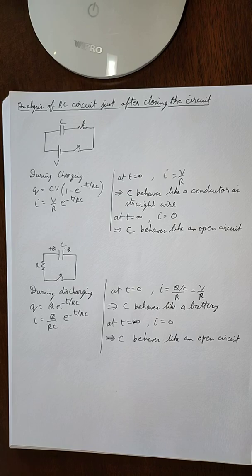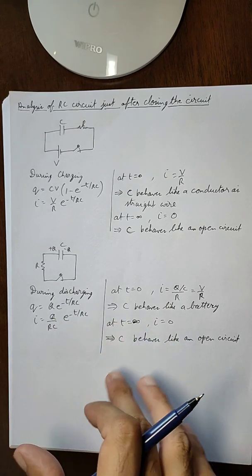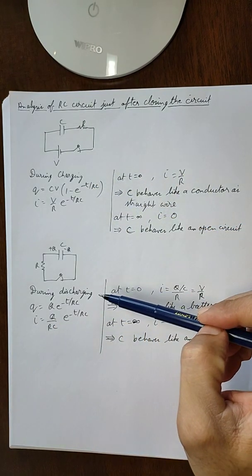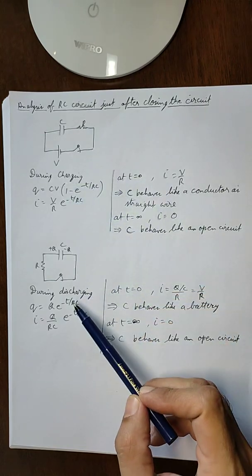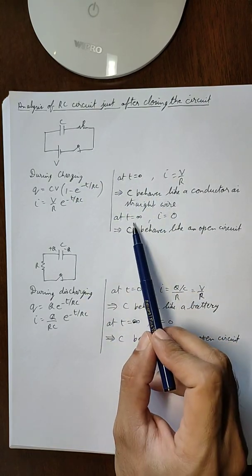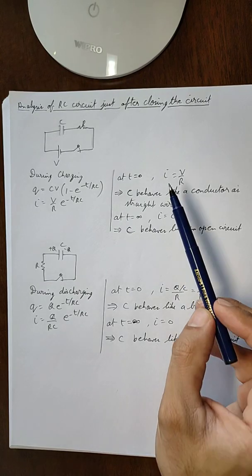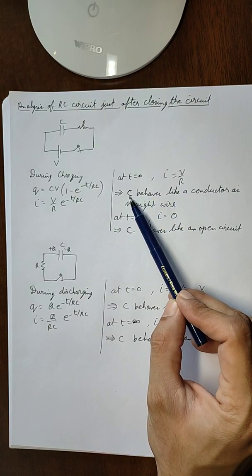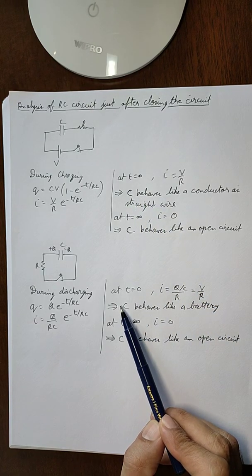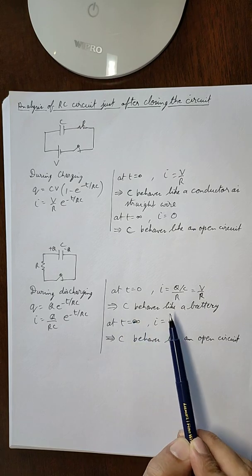So this is the analysis of RC circuit, a conceptual analysis just after closing the circuit in both charging and discharging. In both the cases, at t equals to infinity, the capacitor behaves like an open circuit, and during charging at t equals to 0, C behaves like a straight wire, it does not participate, and at t equals to 0 during discharging, C behaves like a battery.